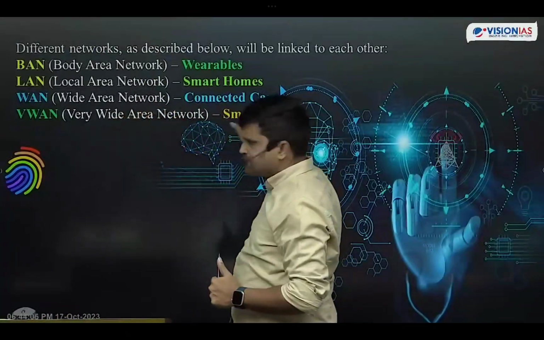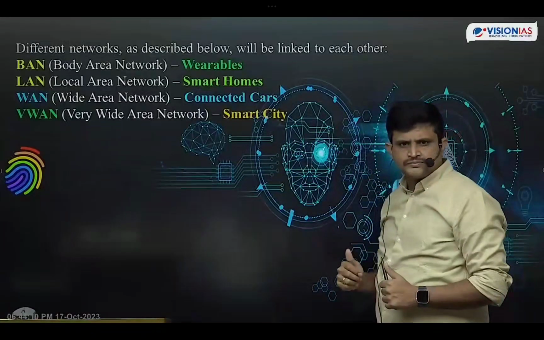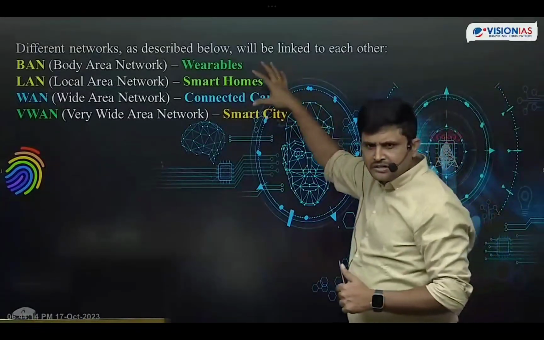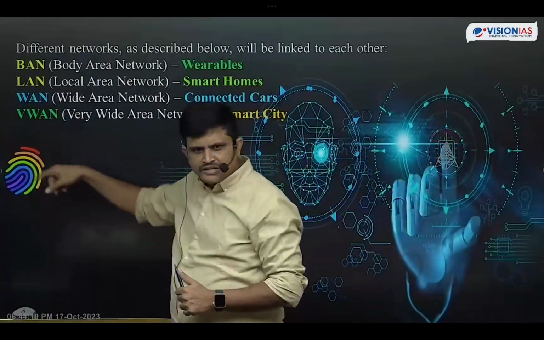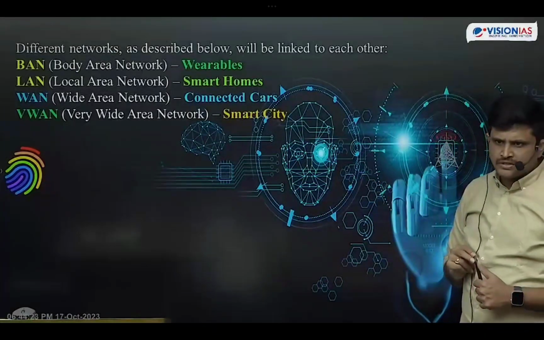Wide area network, connected cars, very wide area network, smart cities. Are you getting this, students? These are all the networks of what we call the Internet of Things. What is mandatory here? Biometric is mandatory to access all the systems. Got it, students? That is what Internet of Things means.